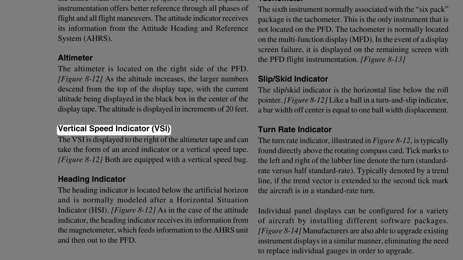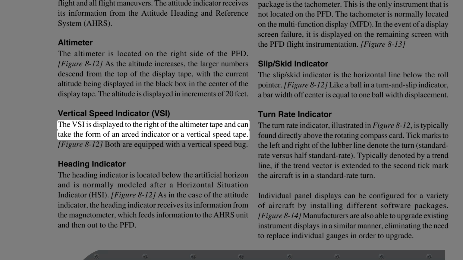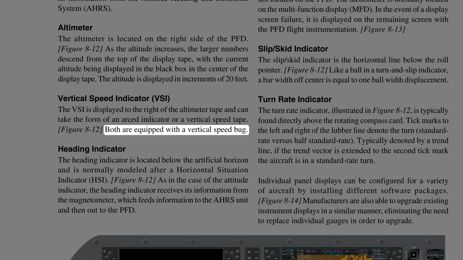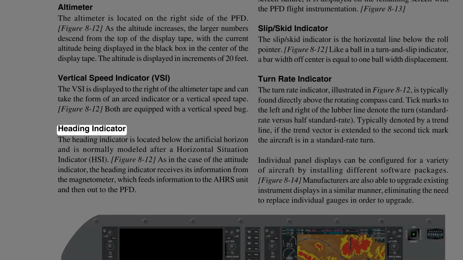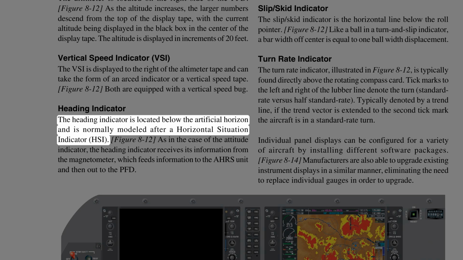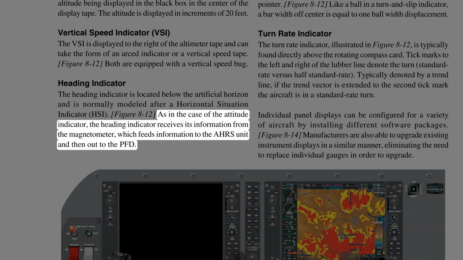Vertical Speed Indicator, VSI. The VSI is displayed to the right of the altimeter tape and can take the form of an arced indicator or a vertical speed tape. Both are equipped with a vertical speed bug. Heading indicator. The heading indicator is located below the artificial horizon and is normally modeled after a horizontal situation indicator, HSI. As in the case of the attitude indicator, the heading indicator receives its information from the magnetometer, which feeds information to the AHRS unit and then out to the PFD.